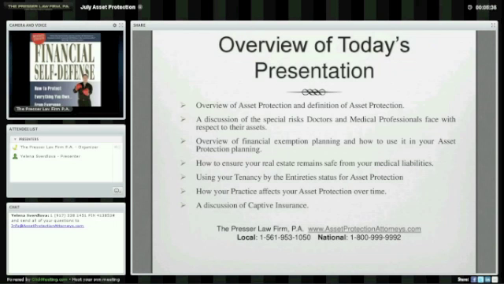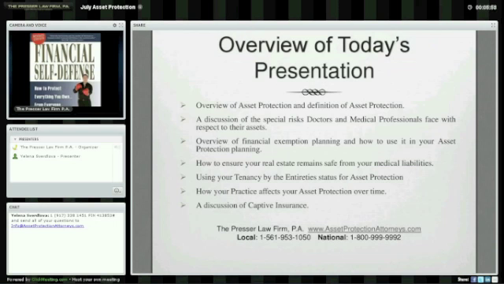So, to get started, just a little overview of today's presentation. We're going to do an overview of asset protection and, of course, a definition of asset protection. I always like to start all of my presentations with some basics, because I'm a big believer that, before you get into any specifics, you really need to build at least some sort of a foundation.